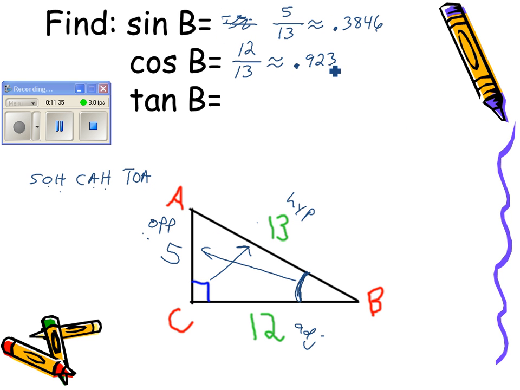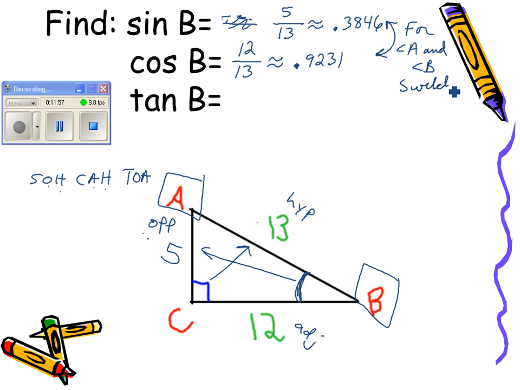And something you need to remember, when you're looking at angle A one time and then looking at angle B, the sine and the cosine for each angle, for A and B, are just going to switch. Sine and the cosine just switch. So the sine of angle B is actually the cosine of angle A. And the cosine of angle B is the sine from angle A.